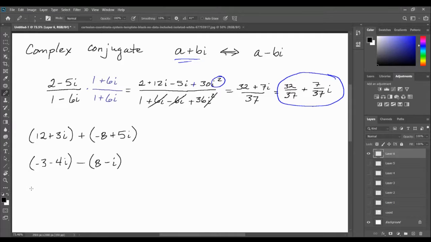Let's do the square root of negative 4 times the square root of negative 6. I'm sorry, negative 36. And let's do i divided by 2 plus i. So we have four problems for you to practice, and let me know when you have a solution.